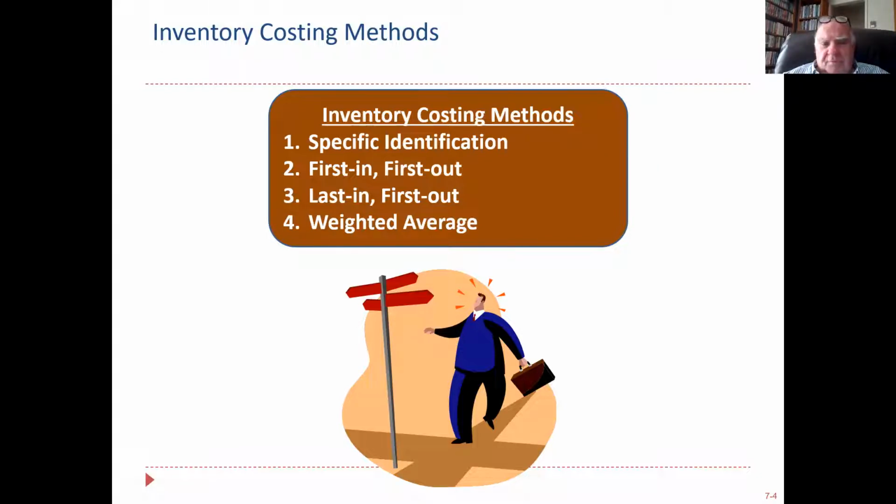And what I hopefully will get across to you today is that each method is a choice that companies can make in terms of how they want to do things. One method will give you a higher net income than the other, and there's sort of a strategic thought process involved in choosing the method you want to use.